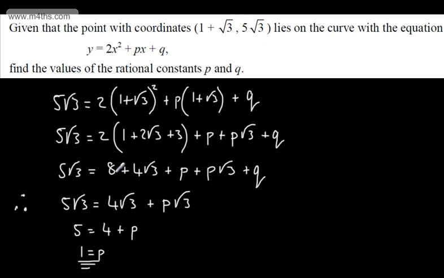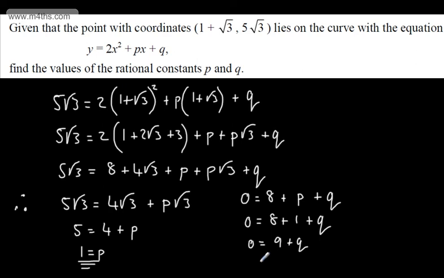If I now look at the rational parts, on the left hand side we've got 0. On the right hand side we've got 8 plus the p plus the q. We already know the value of p, so we can say 0 is equal to 8 plus the 1 plus the q. So we've got 0 is equal to 9 plus q, so subtracting 9 from both sides, q will be equal to negative 9. And we've gone ahead and solved. I've just simply expanded the brackets and we've equated the terms. So again, quite a nice question, but quite involved. And again, it may be beyond the scope of your course.